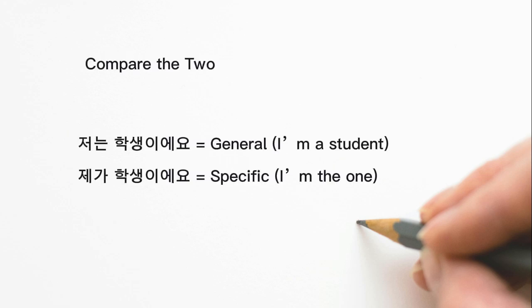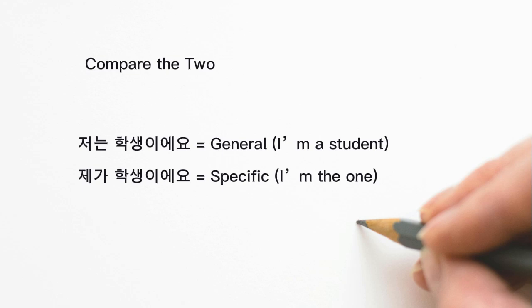Let's try some examples. First, with 있는, 저는 학생이에요. As for me, I'm a student. Here, the topic is me. The focus is on what I want to say about myself.